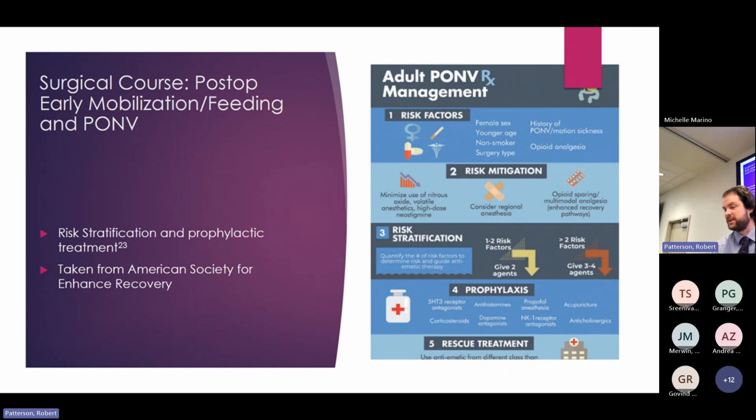Via the American Society for Enhanced Recovery, we need to be risk stratifying all of our patients. So one thing I've noticed is we do a pretty good job if they have history of PONV of giving more than 2 prophylactic medications. But reminder that history of PONV is actually only one risk factor. So female, non-smoker, and having opioids given as a medication is actually 3 risk factors right there. And then based on this society's guidelines, if they have those 3, then we need to be giving 3 to 4 agents.